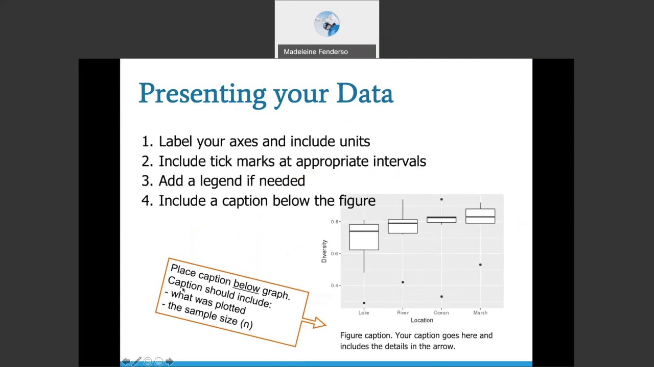And then place the caption below the graph, versus when you have a summary table, you want the caption above. With graphs, you caption them below. And you want to include what was plotted, what the sample size was, and again, it goes below. It doesn't need to be terribly long, maybe just a sentence or two, if that, but you need to include it.